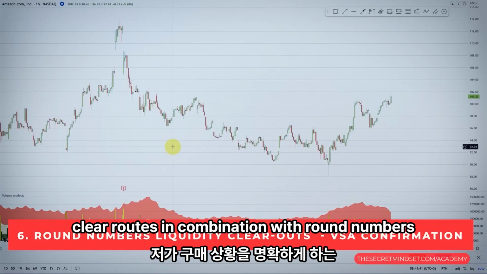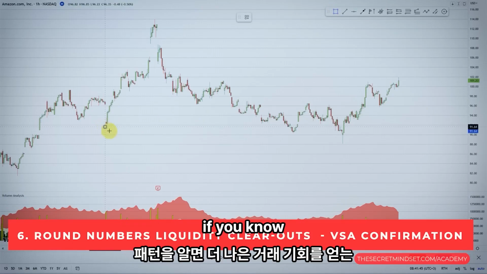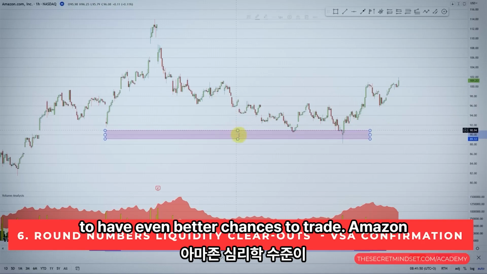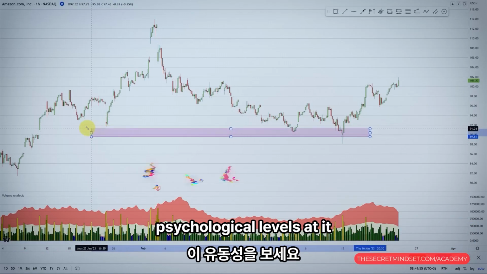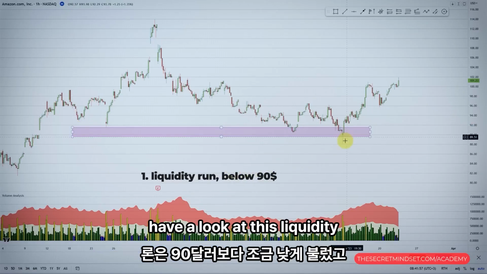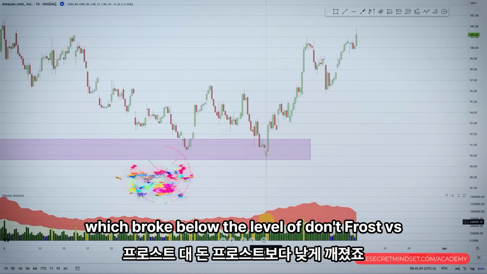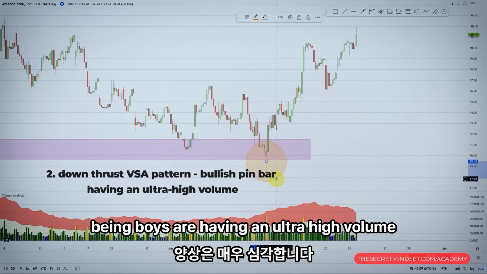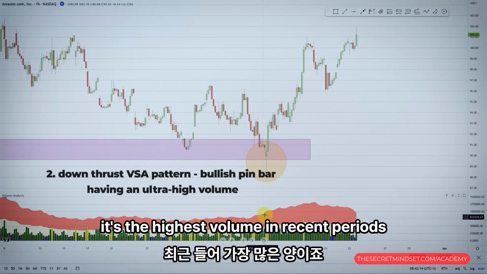Liquidity clearouts, in combination with round numbers, is one of the simplest ways to trade. If you know the main VSA patterns, you'll have even better chances to trade with the smart money. Here's Amazon with the main psychological levels added. Have a look at this liquidity run just below the price of $90 and look at the candle which broke below the level. It's a down thrust VSA pattern, a bullish pin bar having an ultra high volume. In fact, it's the highest volume in recent period.